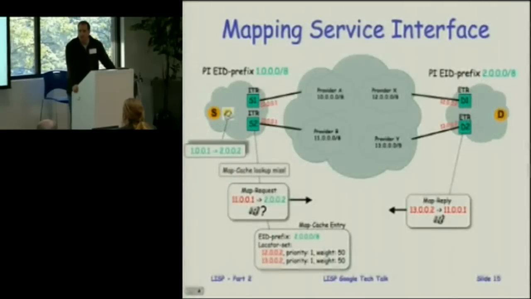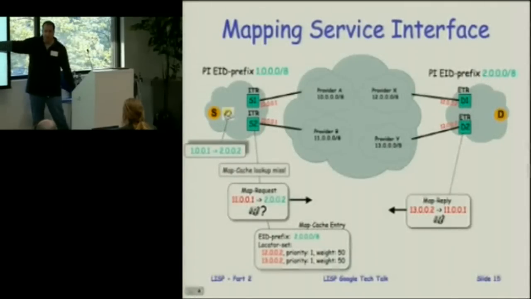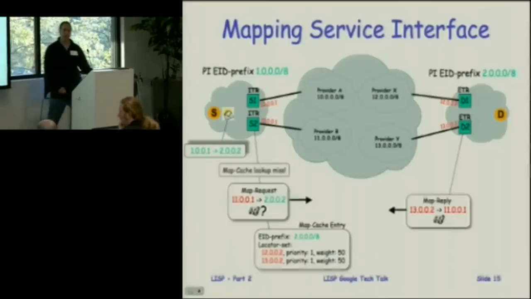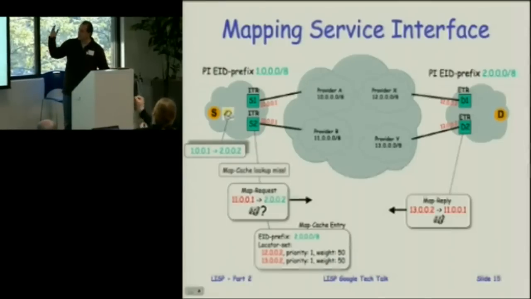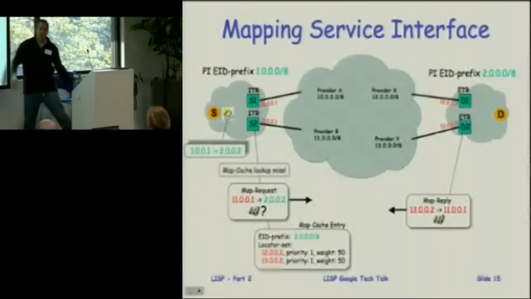How does the ITR figure out the EID prefix is 2.0.0.0/8? The 8, where do you get it? It came back in the map reply. Yes, it came back in, yeah. The question is the map request was for a specific EID, 2.0.0.2. How did the ITR know that the /8 was the granularity or the coarseness? And that comes back in the map reply because these two guys know that they're 2/8.